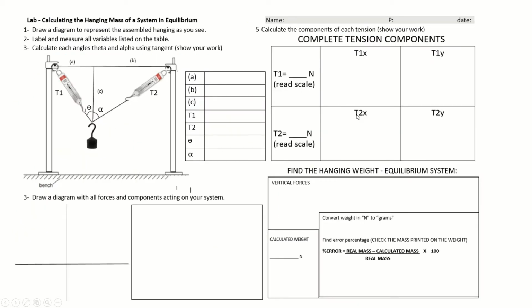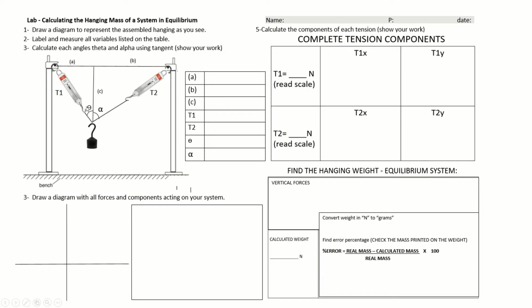This is your lab report. We are using this format to show you the answers. There are 5 basic steps that you need to follow. The first one: you need to draw a diagram to represent all the materials needed to hang this mass. Then you need to label and measure all variables listed in this table.